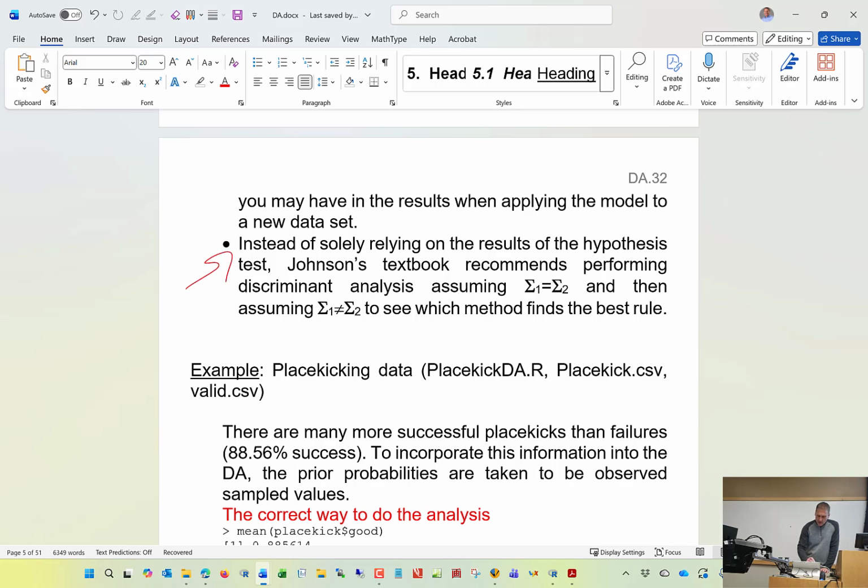So instead of solely relying on the results of a hypothesis test or playing it safe, I go with what one of the recommended books for our course does, and that is just do both. Do LDA, do QDA, look at your accuracies, pick the one that does the best. As long as you don't have an extremely huge data set, the computations aren't going to be that bad to do both. Okay.